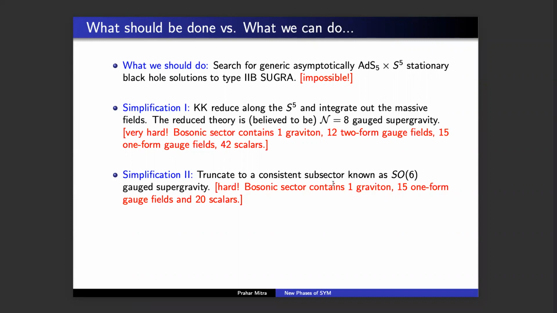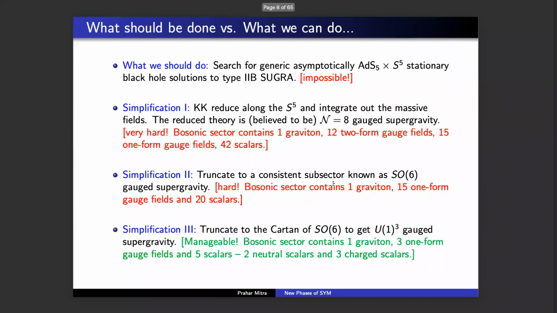Okay. In fact, in this theory, people have already constructed a few black hole solutions. So this is doable. But for our purposes, we're going to start with something simpler. But our goal eventually is to maybe go to this sector and study black holes in this sector. But today in the talk, I'm going to tell you about a further simplification of this sector, which is known as U1 cubed gauge supergravity. Here you truncate to the Cartan of this SO6.